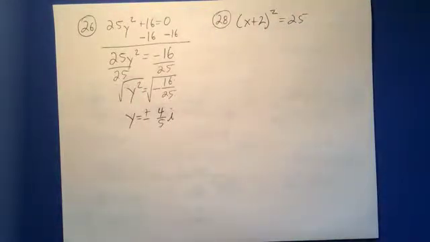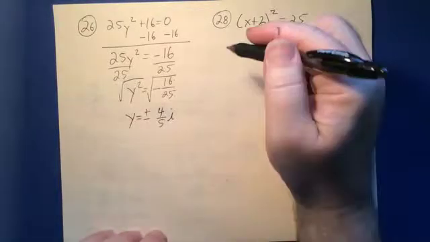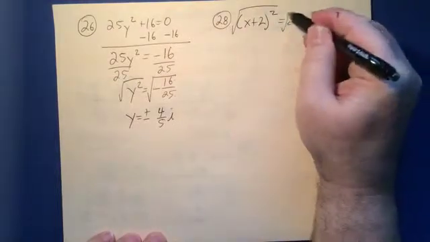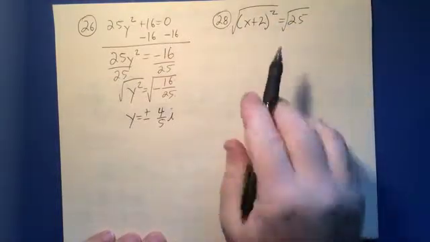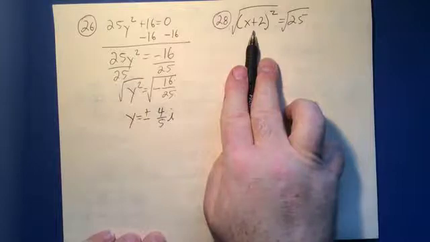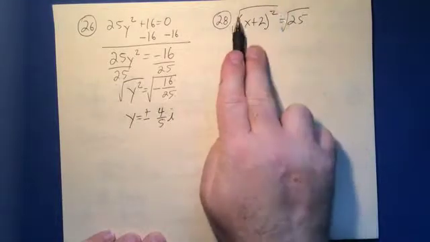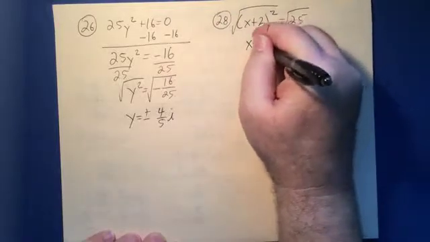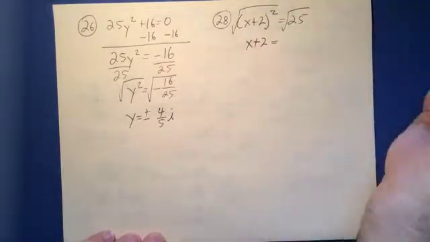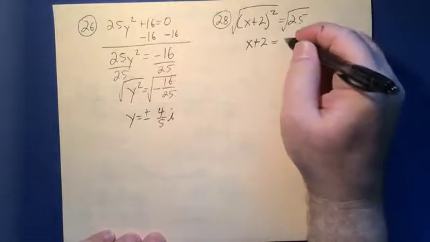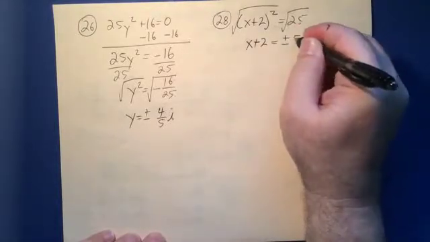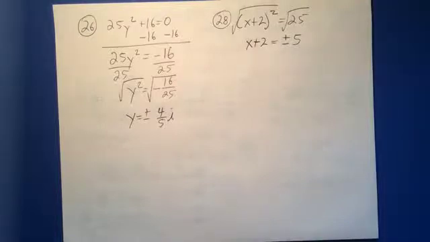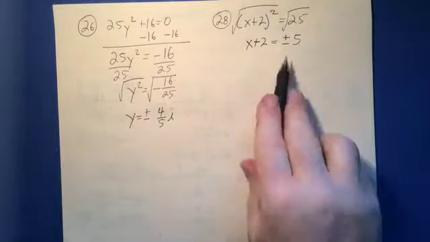In this problem, to get x by itself, we're going to take the square root of both sides. So we're going to take the square root of this quantity, and we're going to take the square root of this quantity. When I take the square root of x plus 2 squared, the square root and the square are going to undo each other, leaving me with just x plus 2. On the other side, when I take the square root of 25, again, it's going to be plus or minus 5. So here's where the notation becomes important, because we're not going to be able to leave the answer with just this now.